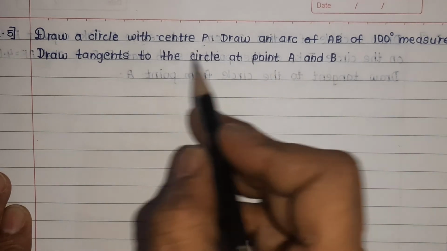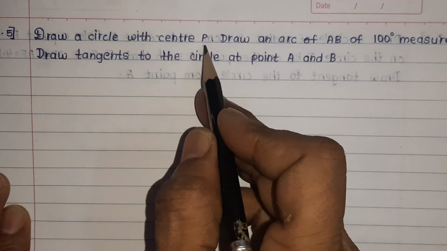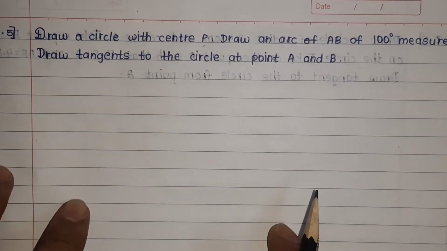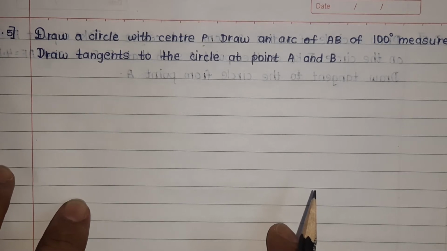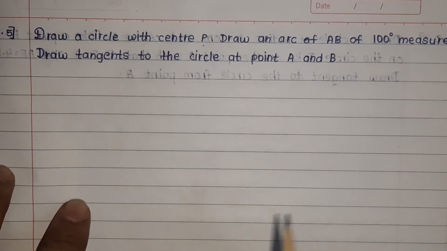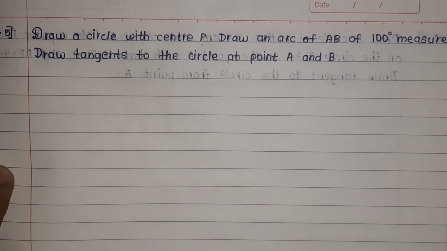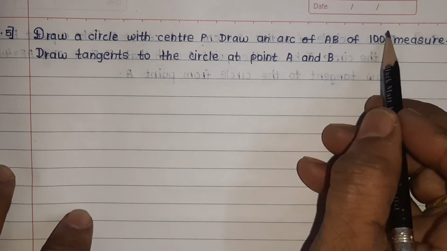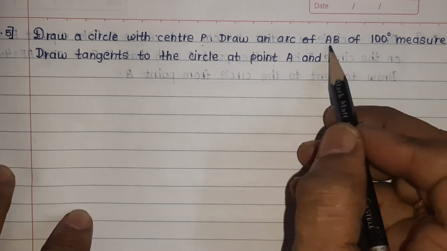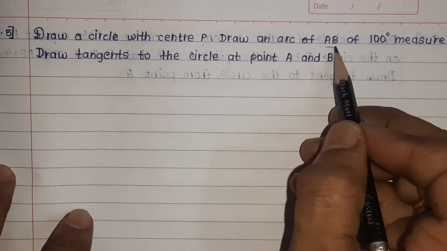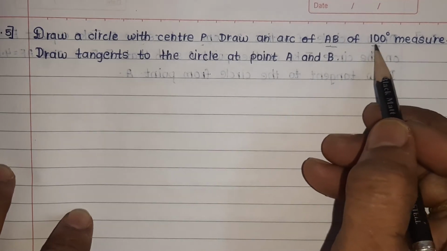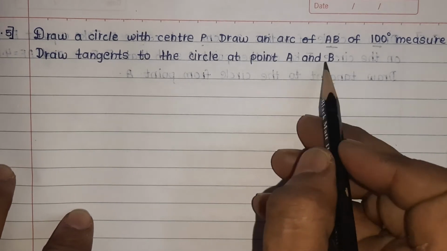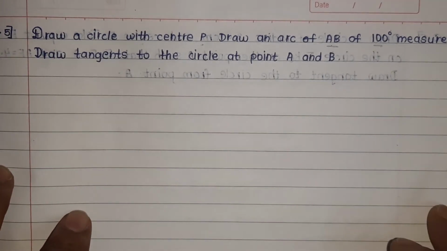Dear student, see, draw a circle with center P. That means the center of the circle is given, but the radius is not mentioned. That means we have to draw a circle of any radius. Then draw an arc AB of 100 degrees. The name of the arc is AB and the measure is 100 degrees. Draw tangents to the circle at points A and B. Passing through those points A and B, we have to draw the tangents.